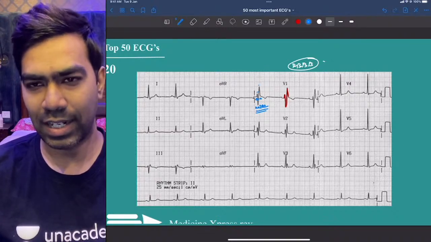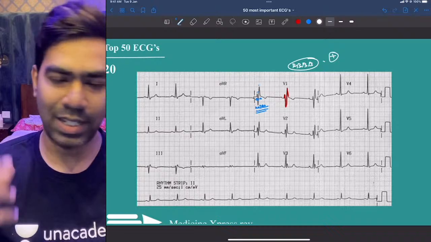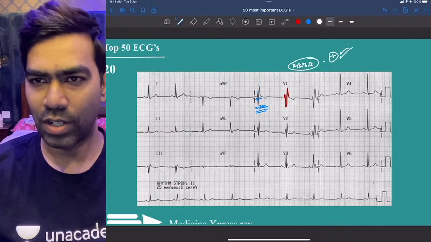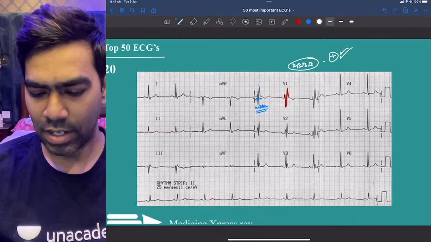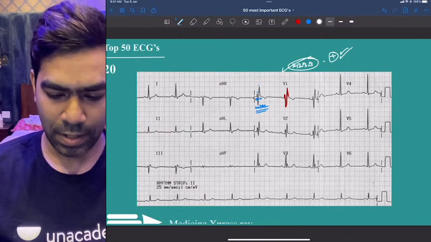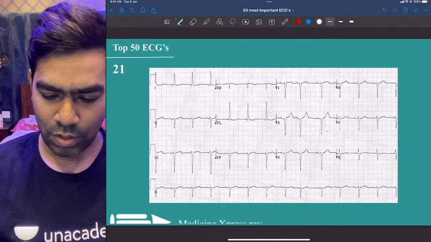Along with that, if you see this characteristic M pattern, or if you don't see that characteristic M pattern but you see a prominent positive complex in lead V1, that is also very much suggestive of a right bundle branch block. So this patient is actually having an RBBB pattern, and in fact a true right bundle branch block in the EKG. So look at this one.